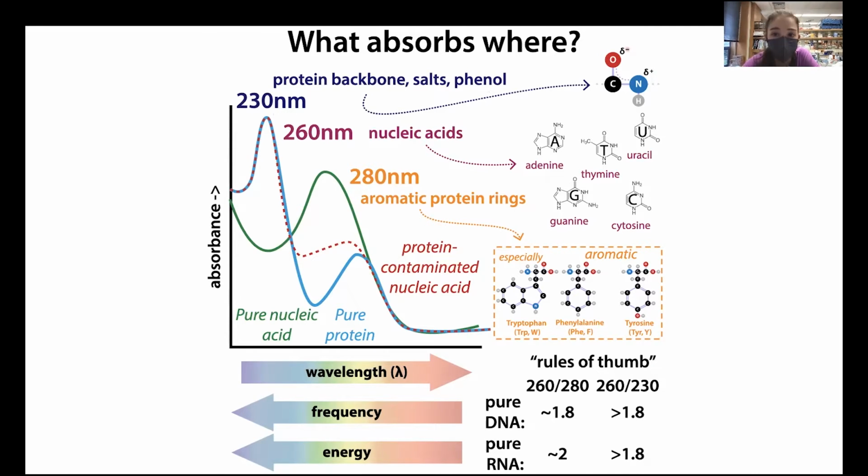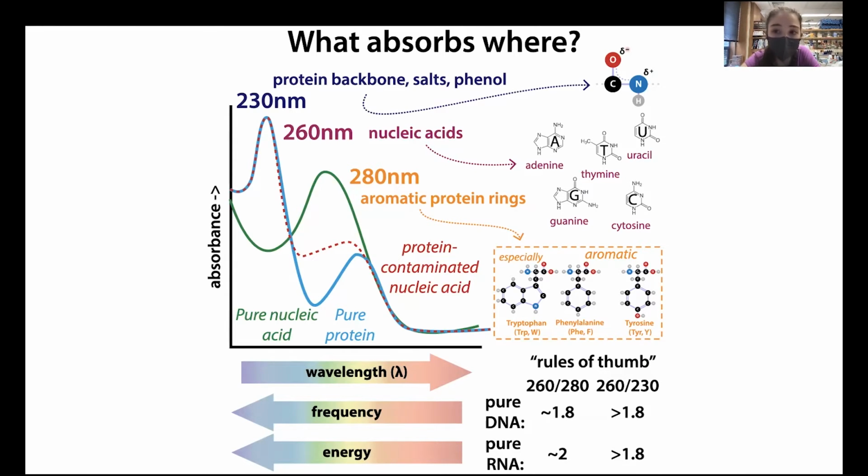because they'll absorb there. And so you also want to blank your spectroscopy. So make sure that whatever buffer or water you're using that your sample is dissolved in, you blank with it. This basically defines your background before you run your sample, so you don't get messed up.